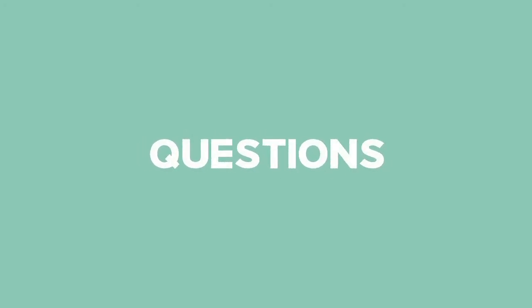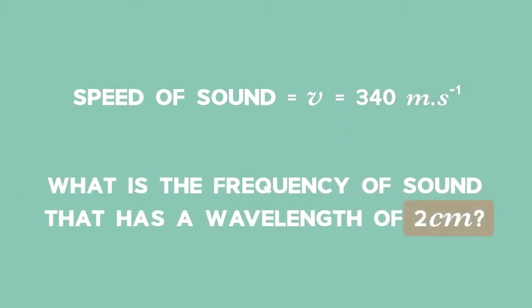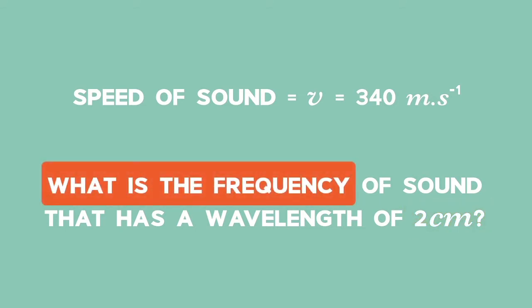So how does that look in a typical question? Let's use sound, because most of the Doppler questions you'll face involve sound. In this example, sound is said to be traveling at a set speed of 340 meters per second. If the wavelength of the sound waves is 2 centimeters, what is the frequency?